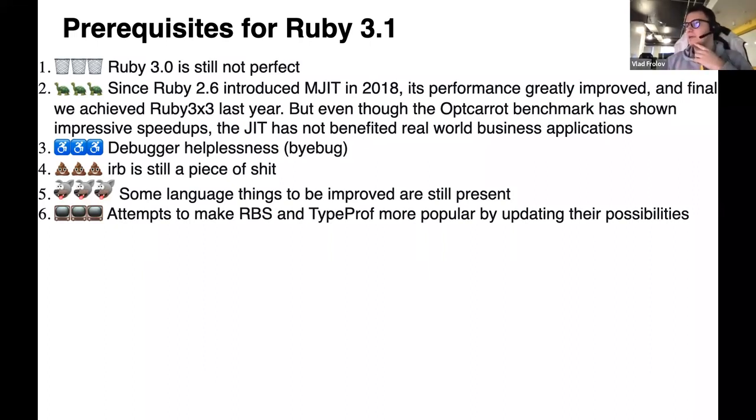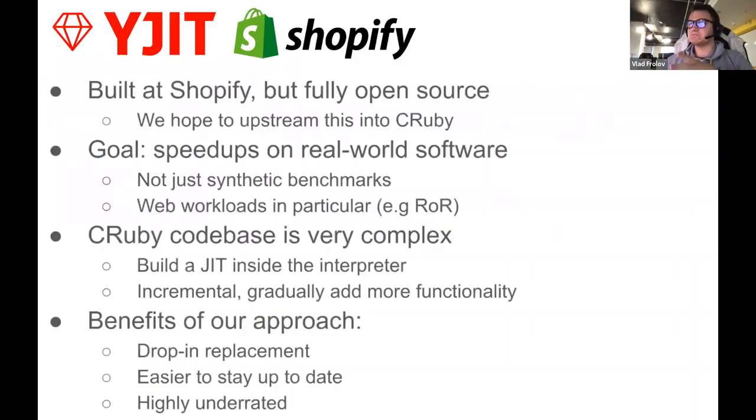Okay, if we look at YJIT, what is YJIT? It's a new attempt to improve MJIT and JIT. It's a kind of project of Shopify. And as I said, it was not possible to use MJIT and JIT with Rails. But Shopify tried to achieve that. And yeah, the goal was speedups on real world software, not just synthetic benchmarks, web workloads in particular, I mean, Rails applications.